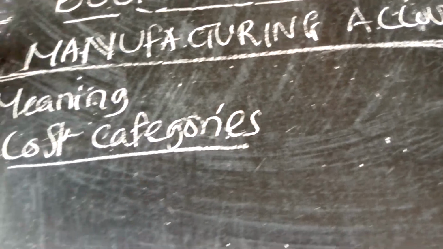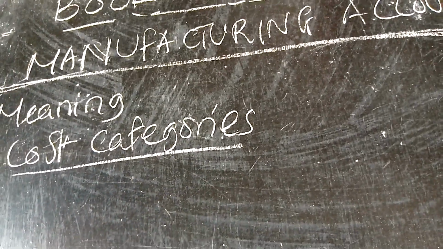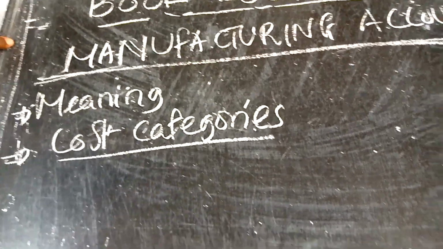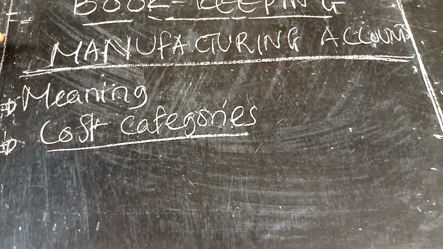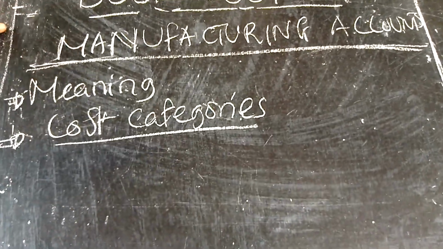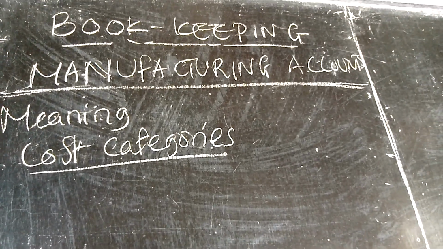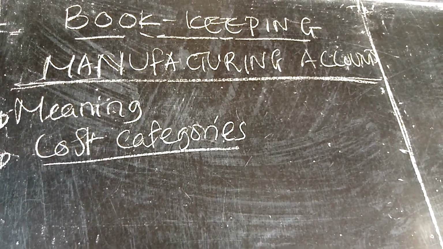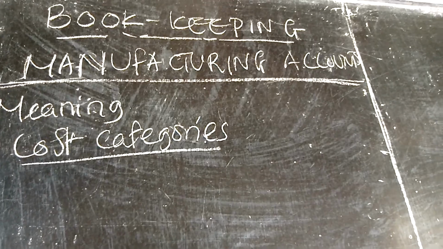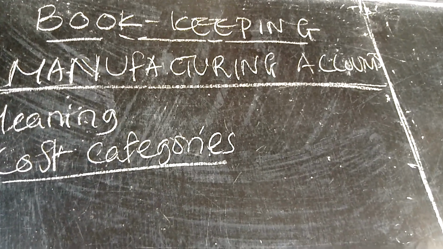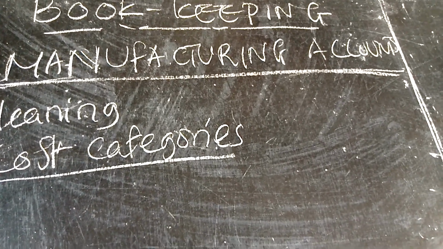Today in our bookkeeping lesson, we are going to see the manufacturing account. First of all, we need to know what is meant by manufacturing. When we are talking about manufacturing, we are referring to how goods or products are produced, and then at the end of the day, they are sold to different people.